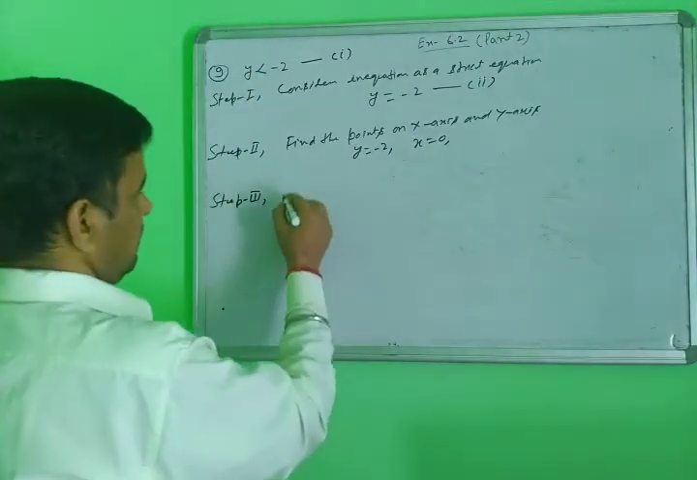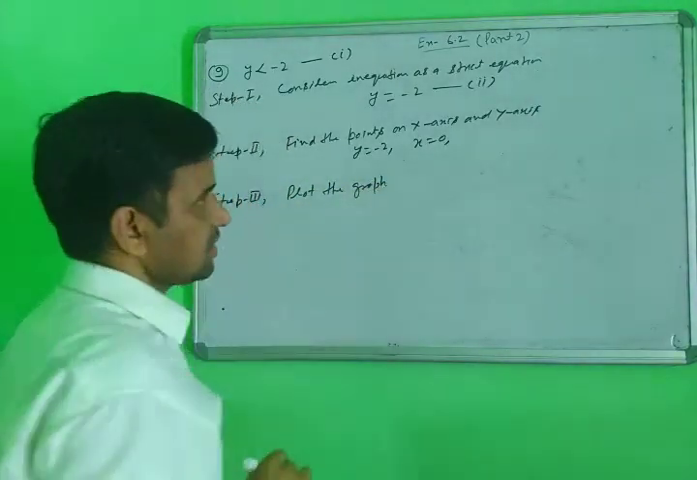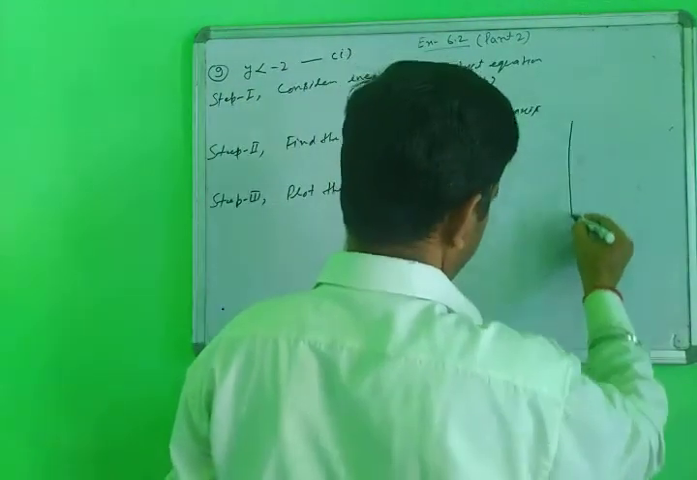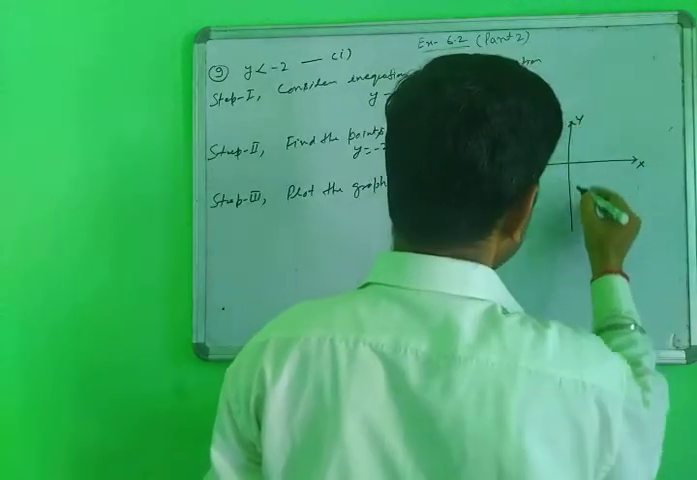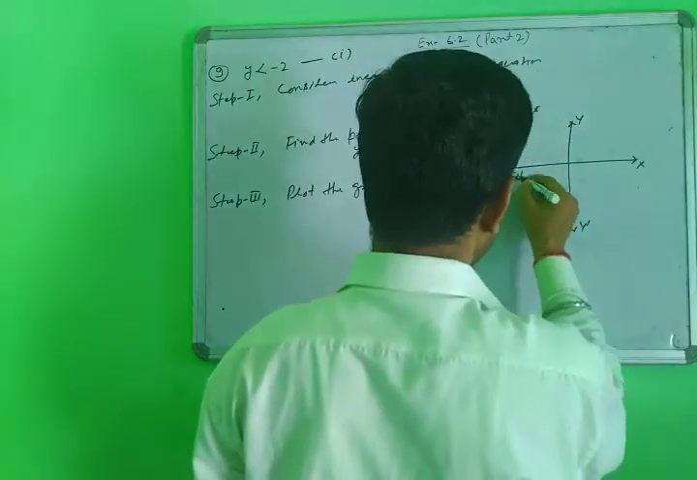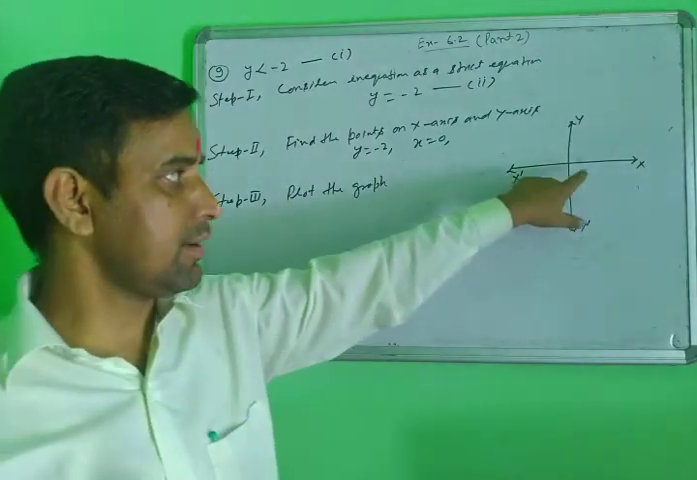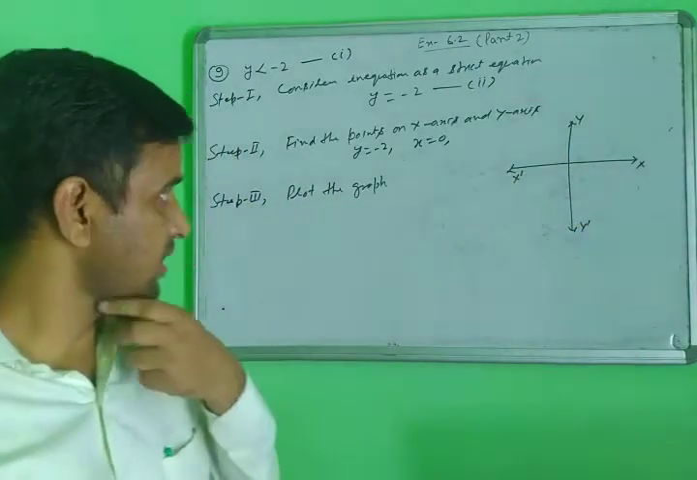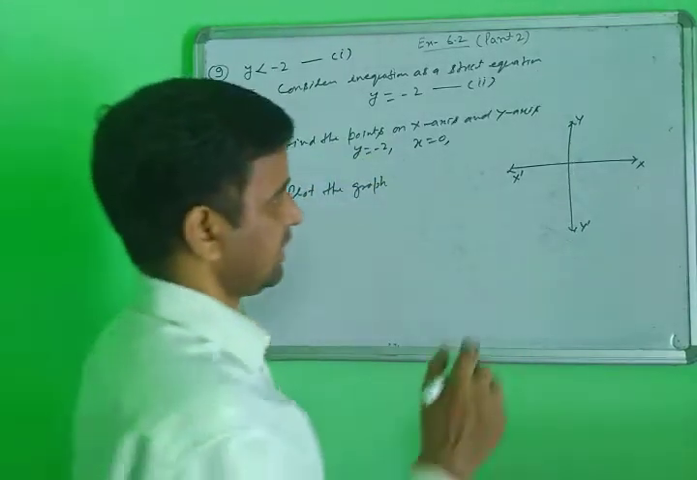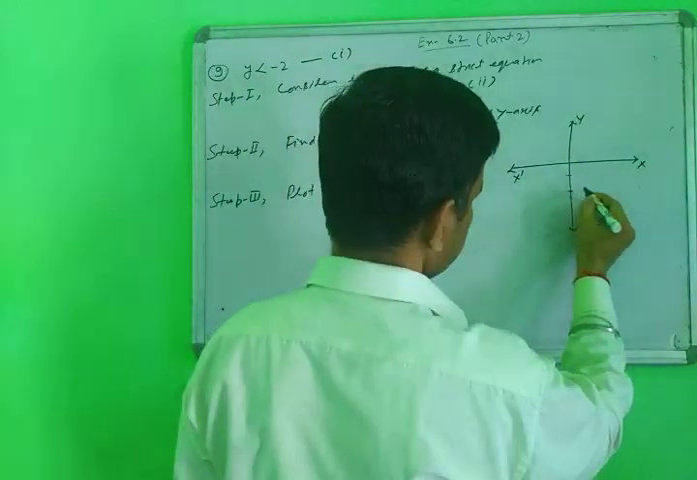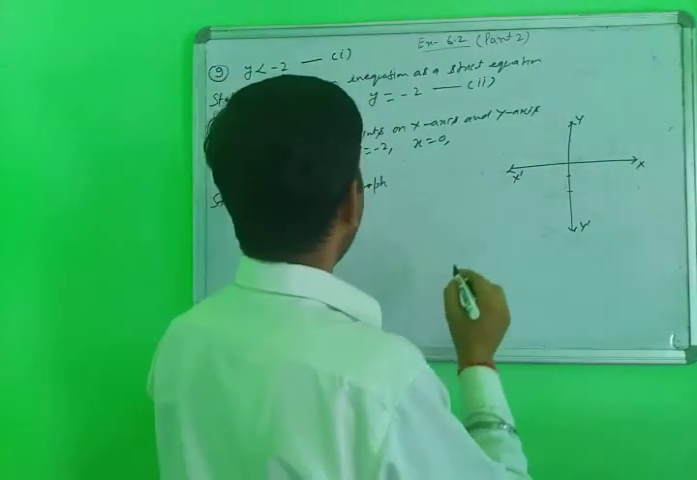Step third here, plot the graph. X axis, y axis, y dash, and x dash. When you plot the graph here, you don't draw a single line. You will draw the two axes here, x axis and y axis both. After that, the value of x here is 0, then the value of y here is minus 2. Then this is the first point, this is your second point. The value of y here is only minus 2.